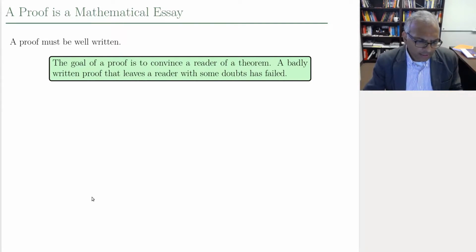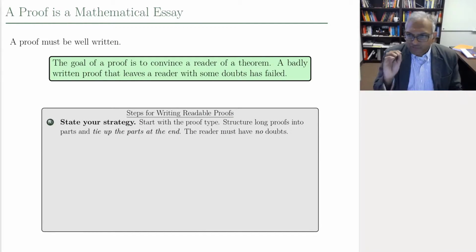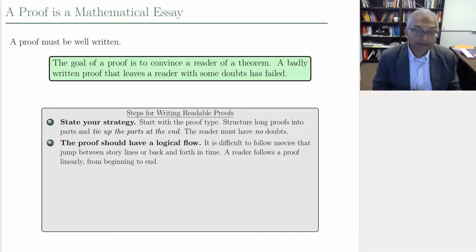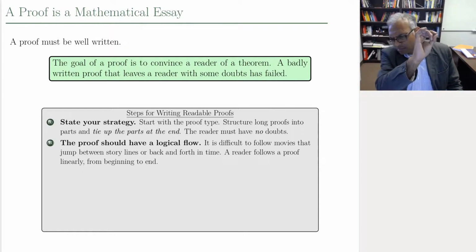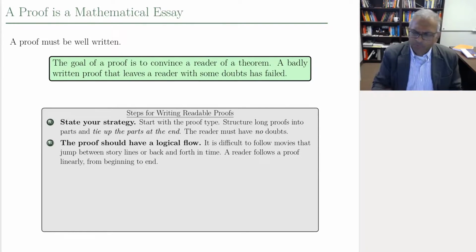The first thing you should do when you're writing a proof is state your strategy. For example, we're going to use a direct proof. Remember, a proof should have a logical flow. Think about those movies where they jump back and forth between storylines or back and forth in time. Very hard to follow. Readers go from the beginning to the end of a proof linearly. So you must have a logical flow in the proof.